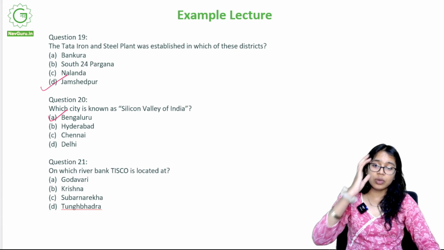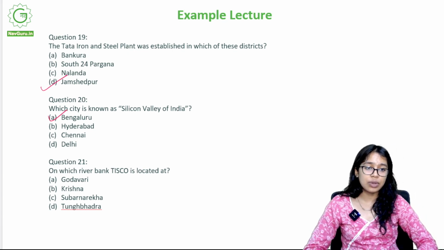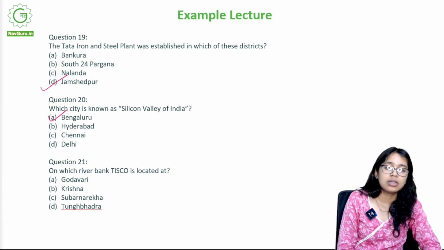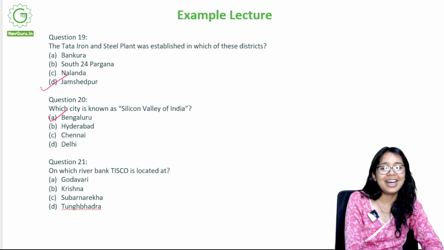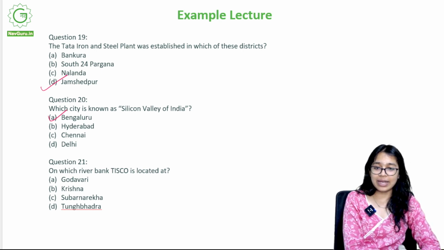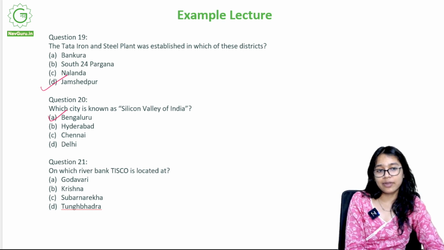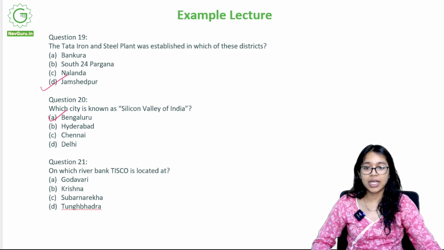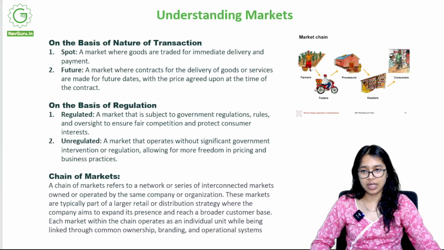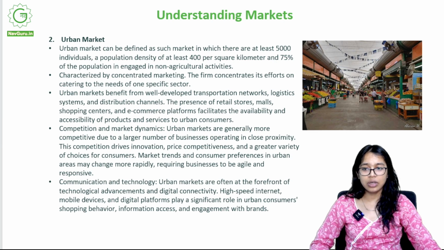Okay. On which river bank is Tisco located? Tisco is the Tata Iron and Steel plant. It's a Tata Iron and Steel Company or something. But yes, where is it located? Is it located on the banks of Godavari, Krishna, Subarnarekha, or Tungabhadra? I remember reading this. I remember teaching this to you. So we shall go back and we shall look at Tisco and see where it is.